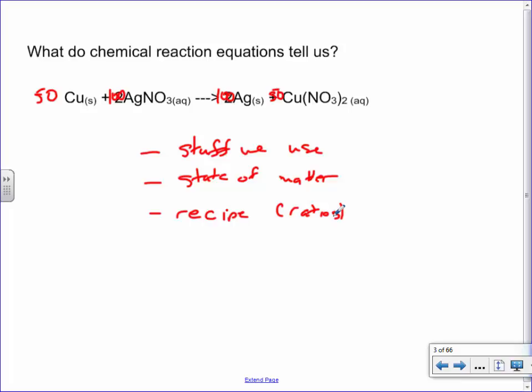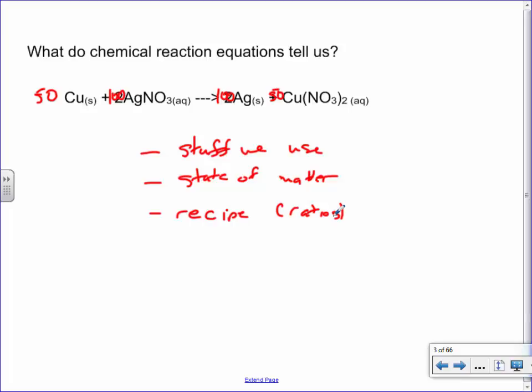From a practical point of view, there are so many other things to consider. Like, for example, does this reaction require a lot of heat? Does this reaction require a certain amount of pressure? Does that make sense? Does this reaction require a catalyst? If you guys have ever heard of a catalyst before. We'll talk about them more later in the year if you haven't.